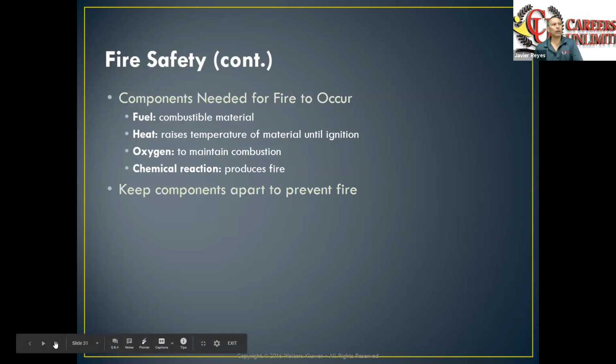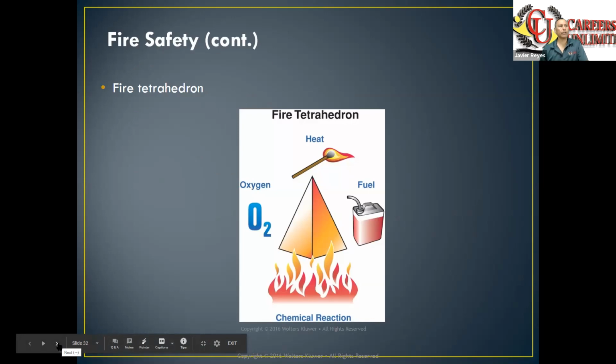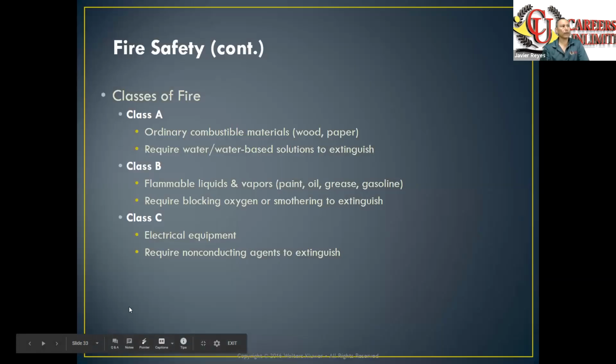Components needed for fire to occur. Obviously, you need fuel, heat, and oxygen to start a fire. But most importantly, you have to know how to control a fire. Okay, very important. Here's the fire tetrahedron. Obviously, oxygen is what makes that fire burn faster and sometimes stronger. Fuel, whatever it is, makes that fire burn longer. We need to also control that.